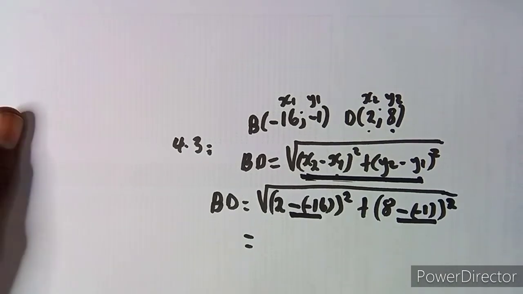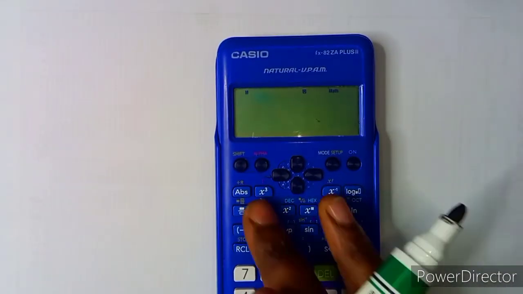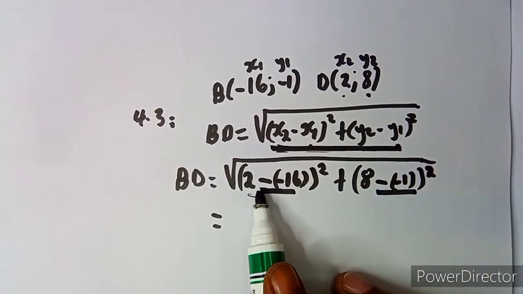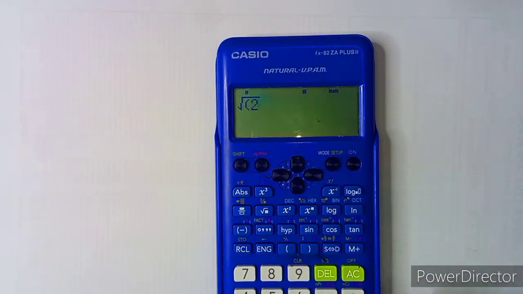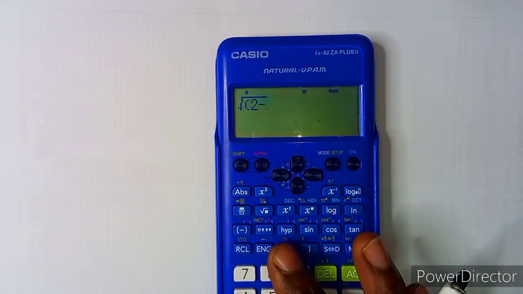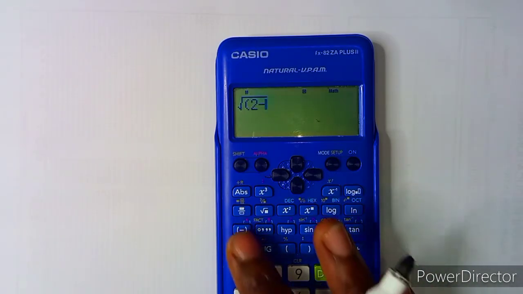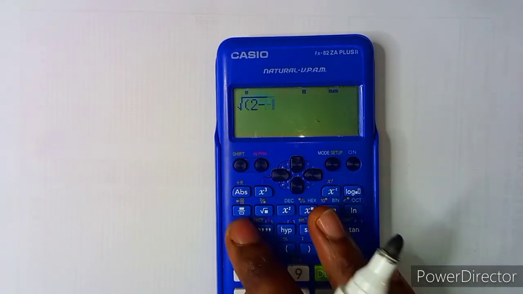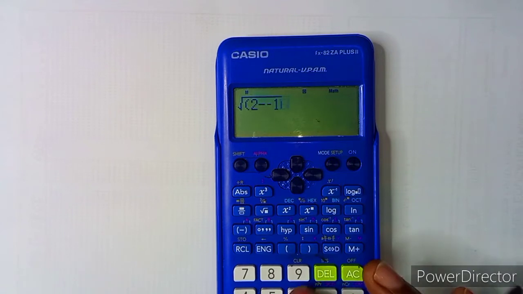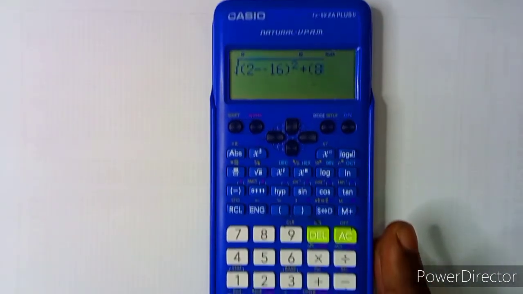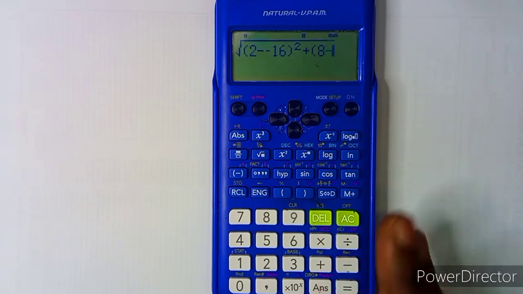Okay, so now using our calculator, we can just have this square root. So it's the square root of, you open the bracket as it is, you simplify this part as it is. So it's 2 minus, you subtract, then the minus that you're going to use, you put a bracket like this. Or you just write it as it is, put it minus 16, there is no effect, then you square that. Plus, you open bracket, it's 8. So take note, this is 8, then you use this minus here to subtract this one. So it's 8 minus, like this.